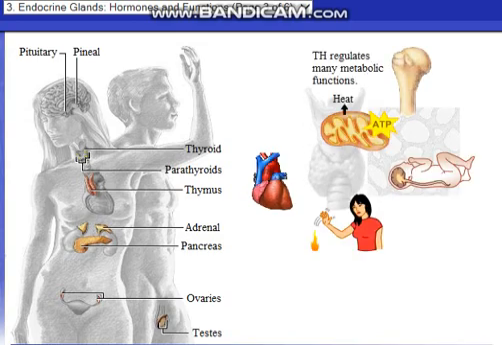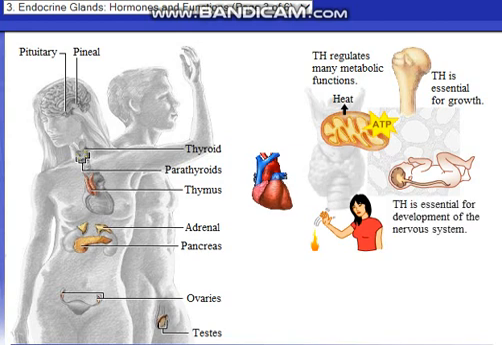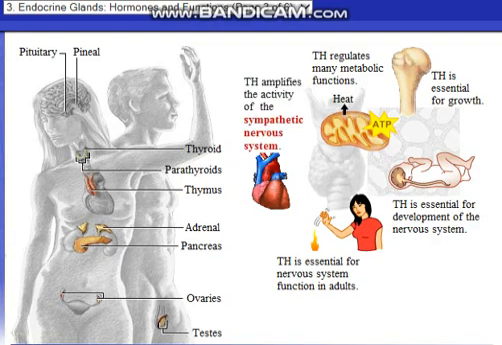Thyroid hormone regulates many metabolic functions. Thyroid hormone is essential for growth. Thyroid hormone is essential for development of the nervous system. Thyroid hormone is essential for nervous system function in adults. Thyroid hormone amplifies the activity of the sympathetic nervous system. Click the gray histology image to continue.